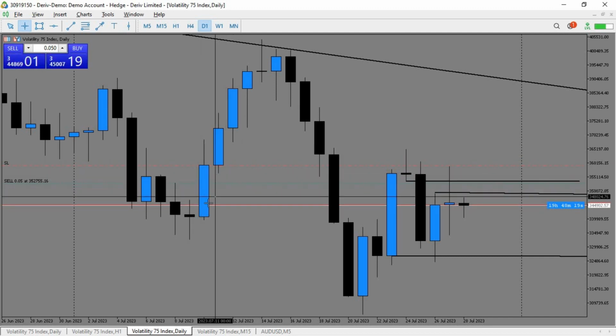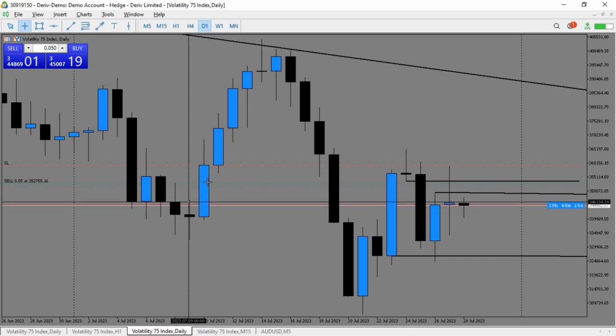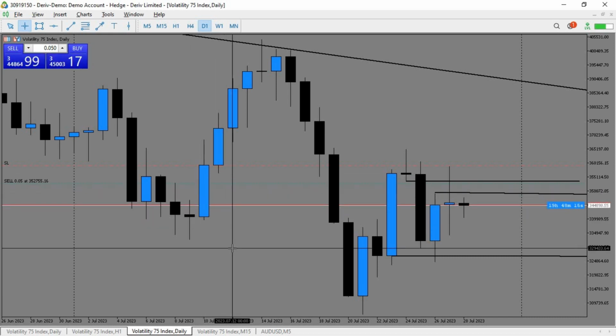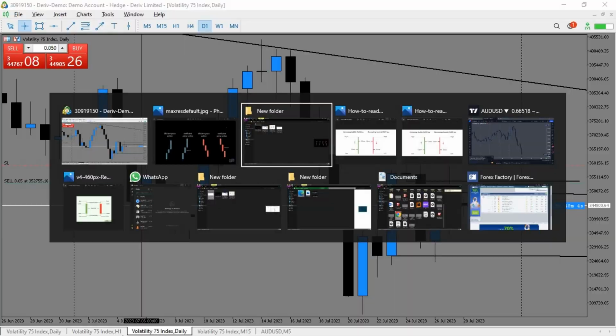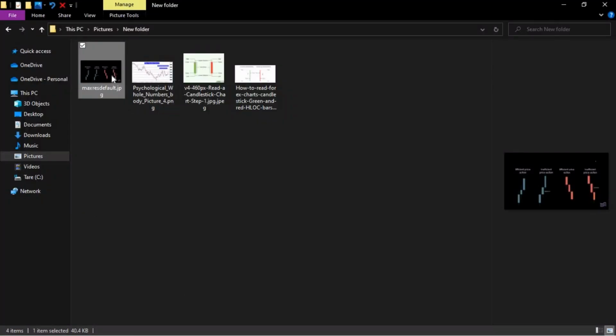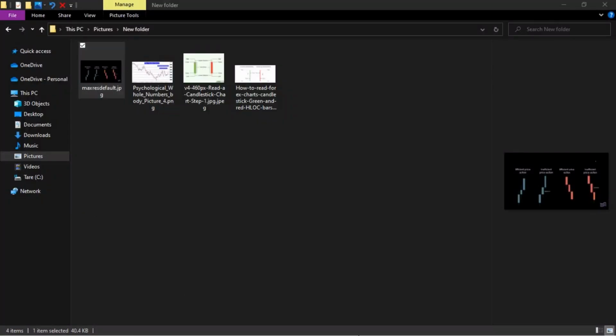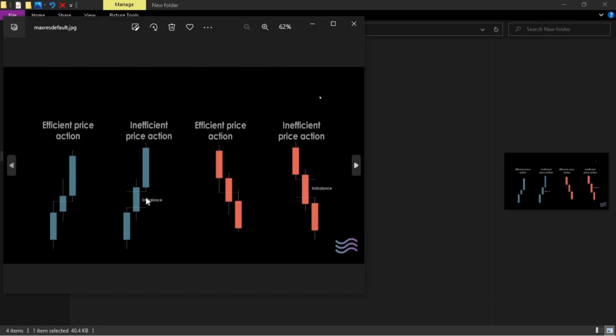When I start seeing this, I just call it momentum. It means there's fast movement. There are other things that would make price shoot up like this. So if you go back to this picture now, you will see that it's called an imbalance.